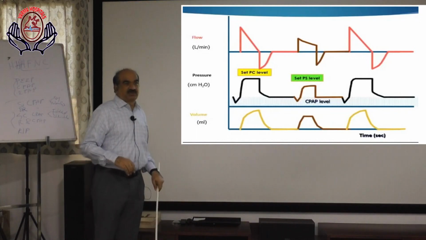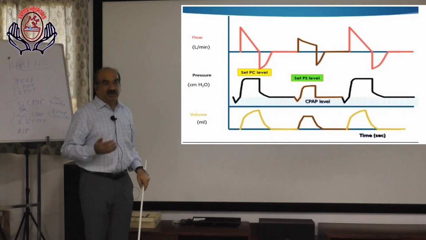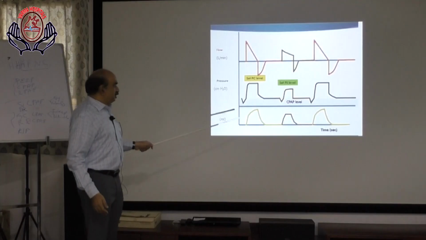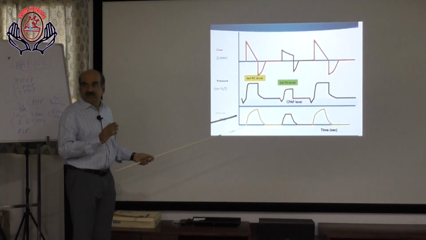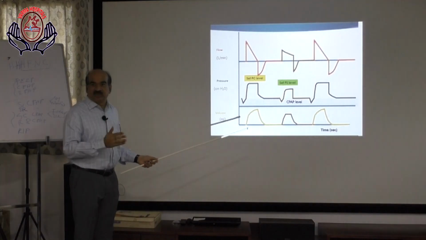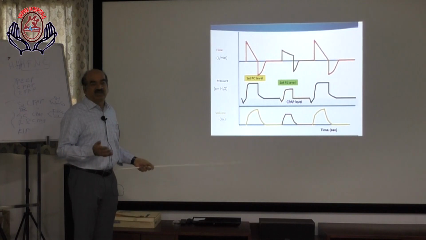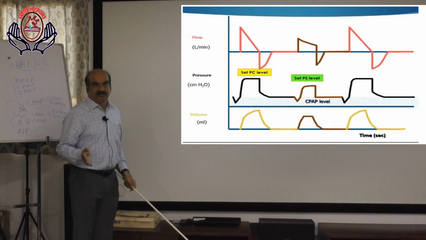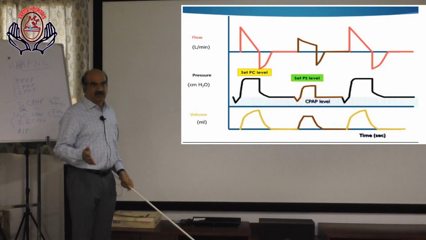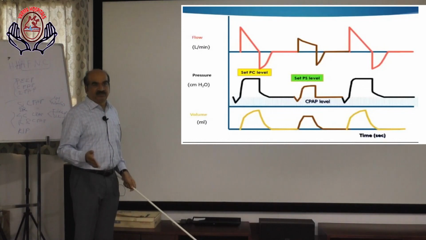Here, three factors are important. Last time we discussed what triggers, what controls, and what cycles. What triggers the breath, whether it is patient triggered or machine triggered. What controls, whether it is pressure control mode or volume control mode. What cycles? Cycling means change from inspiration to expiration. What factor involves the cycling phase?